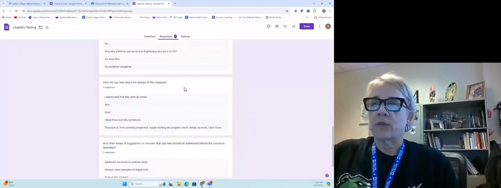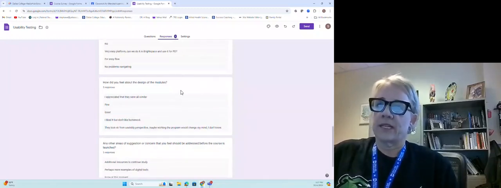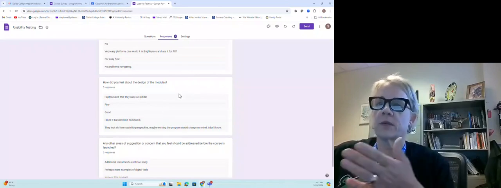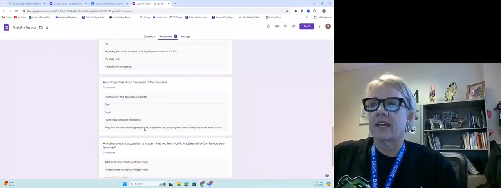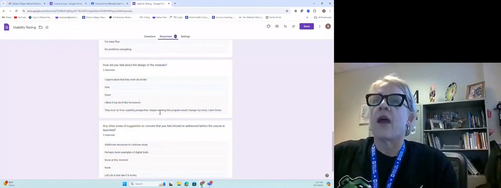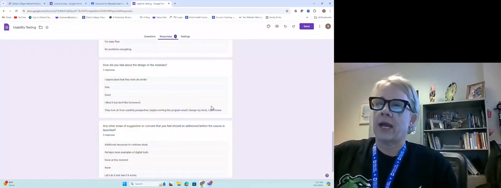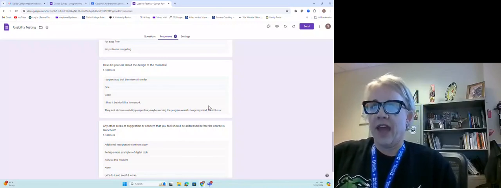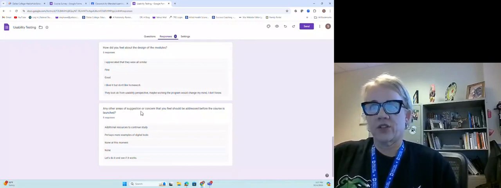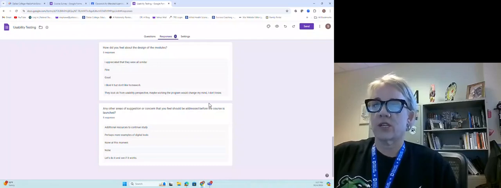How do you feel about the design of the modules? Most people liked it, except they didn't want the homework piece. And then from a usability perspective, maybe working through the program would change my mind. And so I did actually have them go back and work through the program, and I have another survey for that as well.